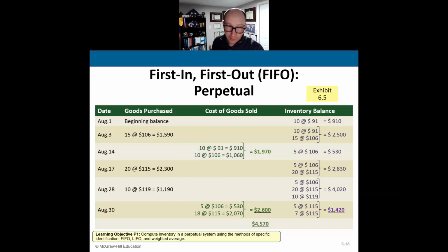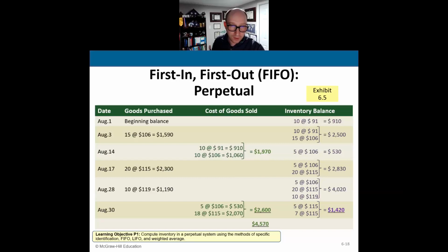5 at 106 is 530. Okay, get rid of that 530. Then I'm going to sell an additional 18. Additional 18 came from my August 17th purchases. Okay, so 18 at 115 each is 2,070. So my total cost of goods sold on August 30 is 2,600.